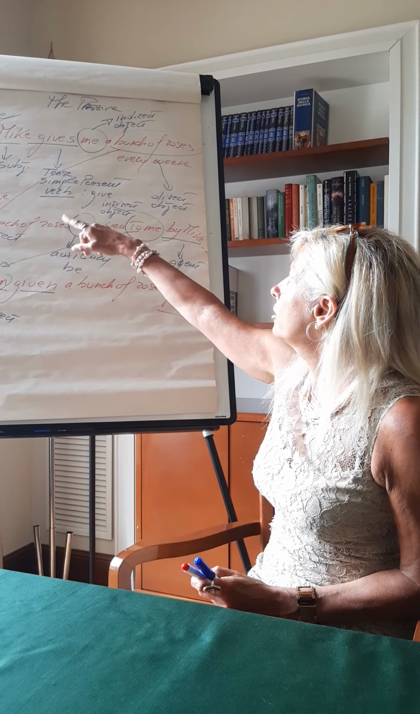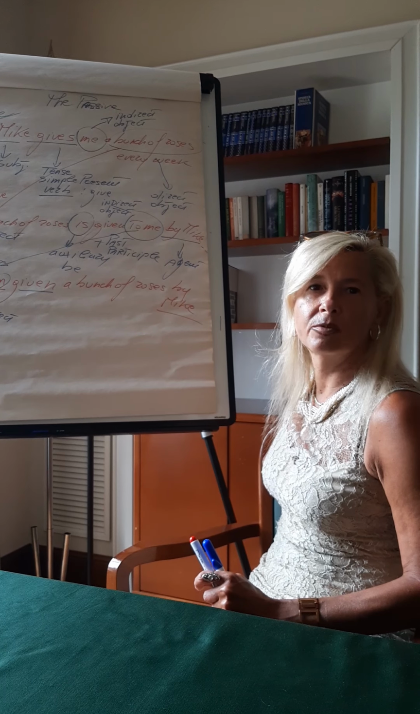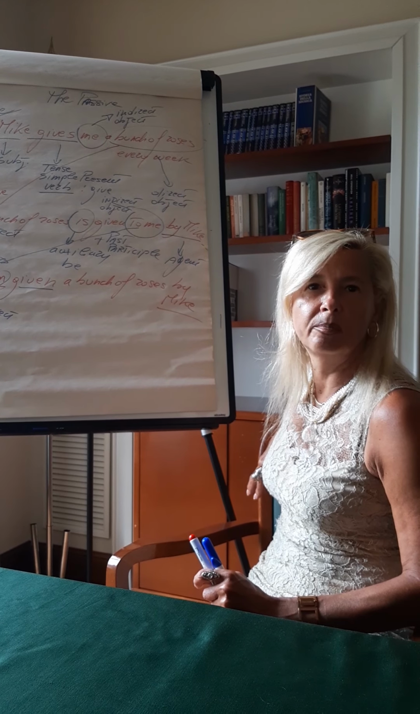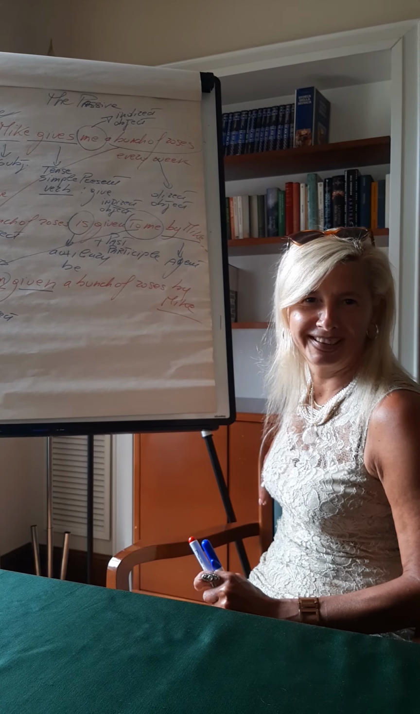Mike gives me a bunch of roses. An example. Mike is our subject. Gives is tense, simple present, verb give. Me is an indirect object. What is an indirect object? Complemento di termine. A me. A bunch of roses, un mazzo di rose, direct object, complemento oggetto.